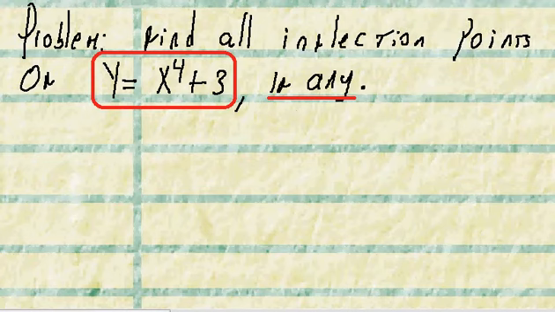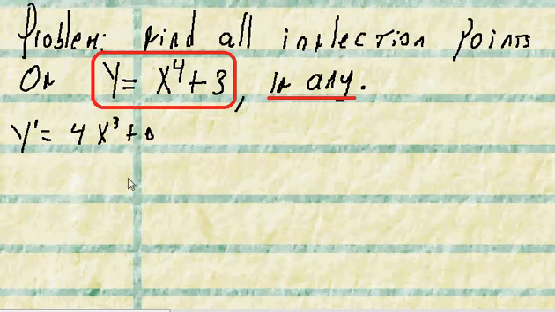So what I'm going to begin with is I'm going to take the derivative of this function first, right? So y prime of this function is going to be equal to 4 times x to the 4 minus 1, cubed, plus 0, right? Okay.